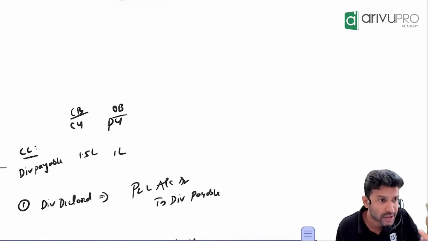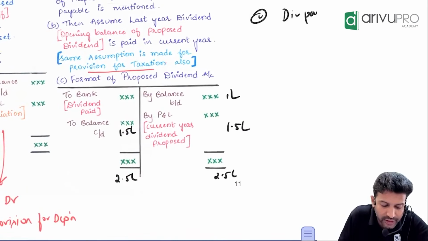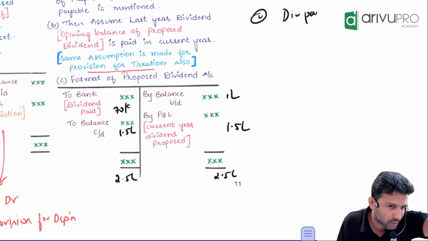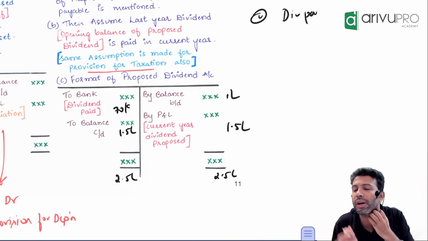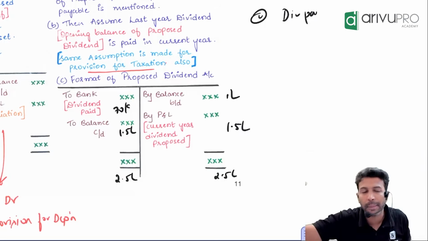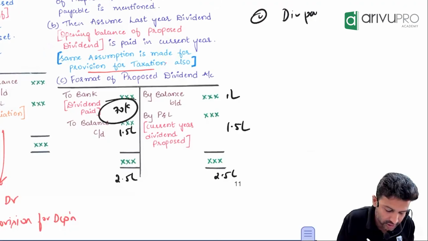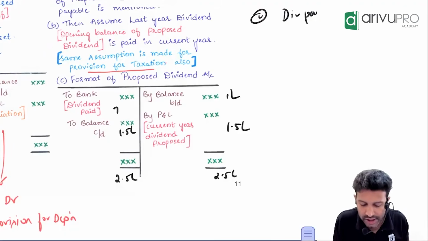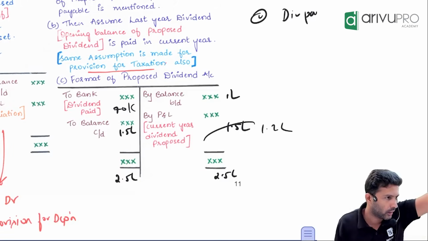If information is given, suppose they say dividend paid is 70,000, then take only 70. If it is not given to you in the question, then only we assume opening balance is settled. If the amount paid is given in the question, then take that information. Accordingly, this balance also will change. If this is 70, then this will not be 1.5, it will be 1.2, like that. It will change. Understood?